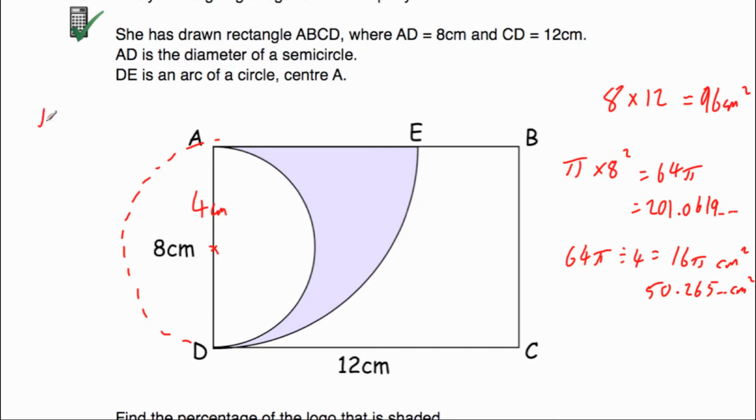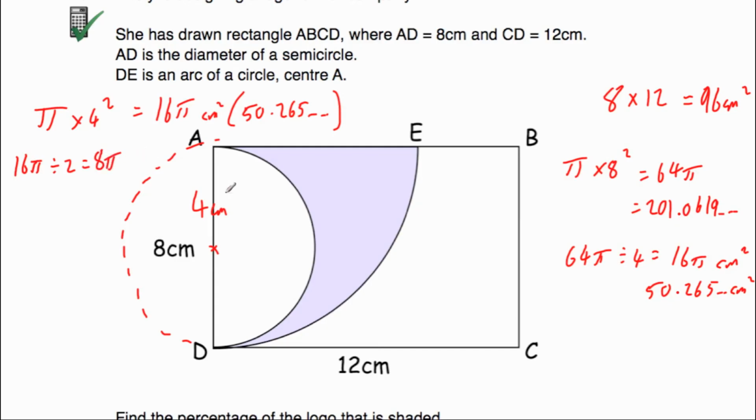So we're going to do pi times 4 squared. Now that would be equal to pi times 16, so that'd be 16 pi, or if you wanted to work in decimals, that would be equal to 50.265 and so on centimeters squared. So that's the area of this whole circle, but we want the semicircle, so we're going to divide that by 2. So we're going to do 16 pi divided by 2 is equal to 8 pi. So the area of this semicircle is 8 pi centimeters squared, or as a decimal number, that'd be equal to 25.1327 and so on centimeters squared.